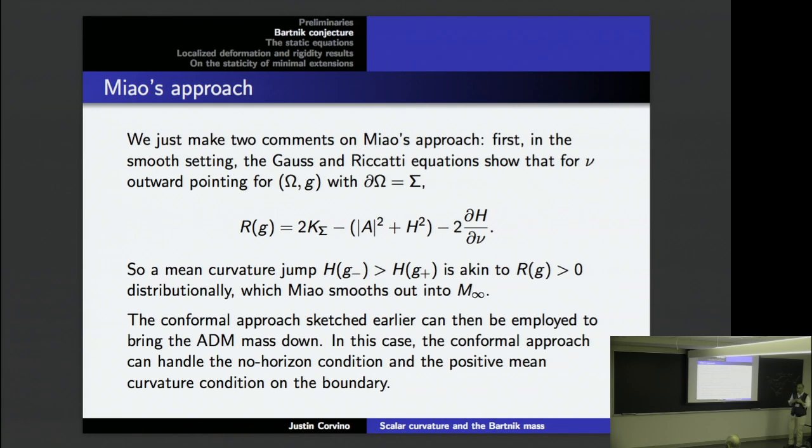Okay. Once you've done that, that handles the geometric boundary condition. Then you've got the scalar curvature positive pushed into the exterior. Now you can use a conformal transformation to bring the mass down. You always have to communicate that to infinity, how the mass is going to come down.